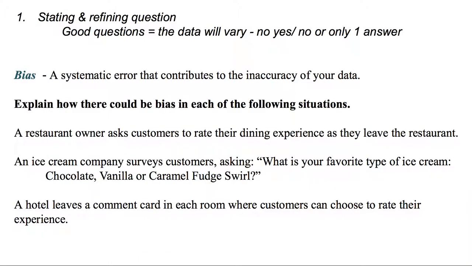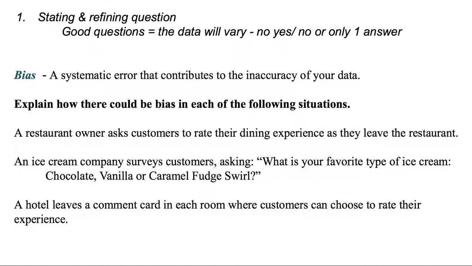So whenever we talk about performing different types of experiments and finding answers to questions, you have to think about bias. A really good question is not going to have bias, because bias is any error that's going to contribute to the inaccuracy of your data. And this can happen anywhere along the process, but we'll start with a question. So take a look at these 3 questions and try to figure out how each of them is biased.